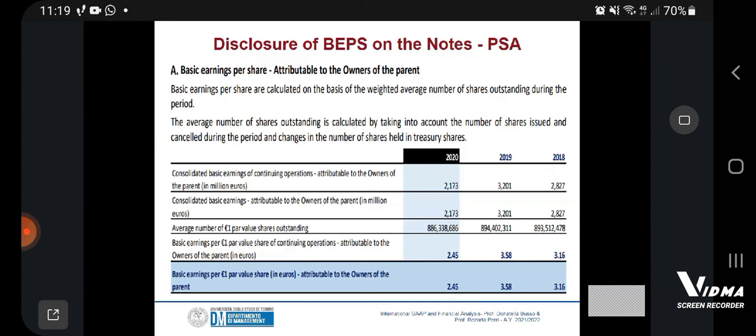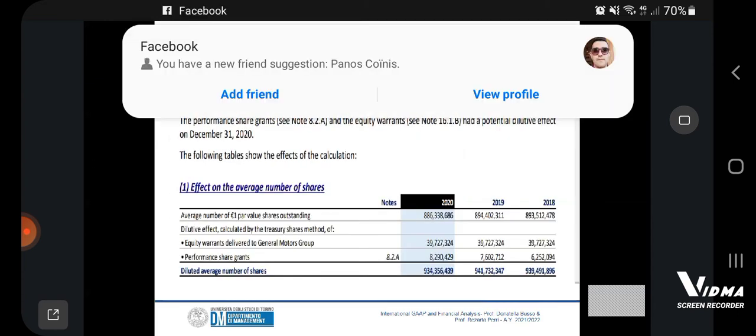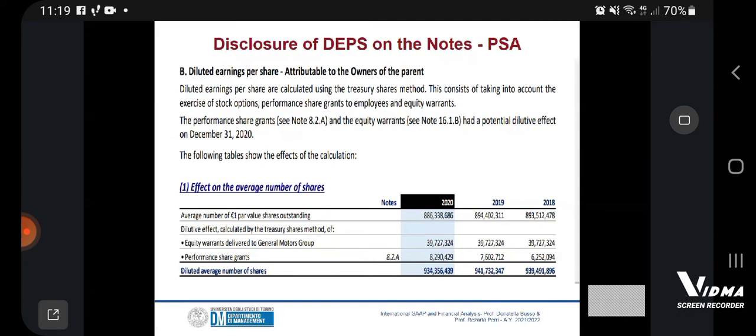Also, the calculation of diluted earnings per share is included there. You see that the amount of the earnings does not change. What is changing in this case is the number of the equity shares that are potentially converted in the future. And there are two items that the company is mentioning: equity warrants delivered to General Motor Group, this is the amount in 2020, and the performance share grants.